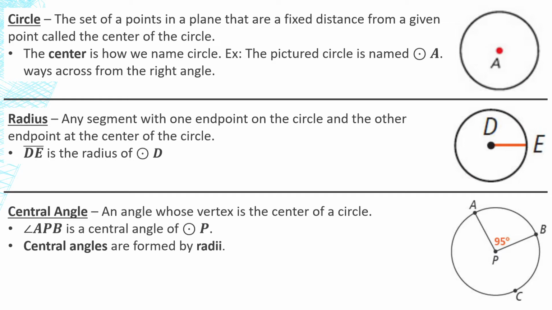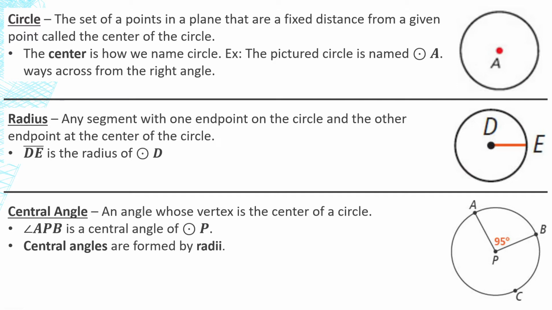Before I continue, you may have noticed up here you have the symbol for a circle, and the center is how we name the circle. That's why this one pictured here is circle A, and this one pictured over here is called circle D. If we look at the last example down here, this is circle P. The center point is the point used to name the circle.